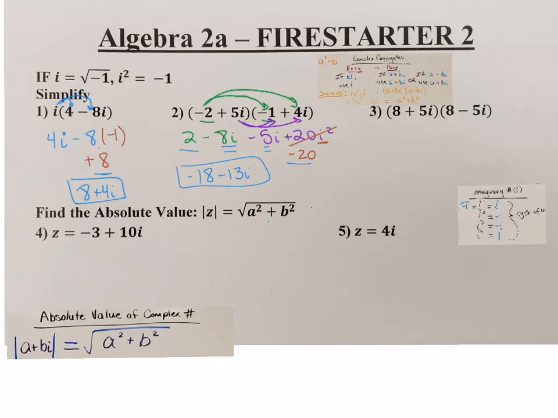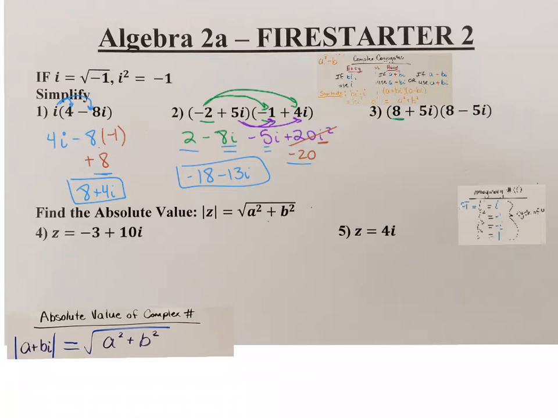Now, I could do number 3 the exact same way I did number 2, but I'm actually going to use this shortcut because they are conjugates. Remember, conjugates have to be the exact same numbers, but they have to have different signs in the middle, which these guys do. So I'm going to use my shortcut.